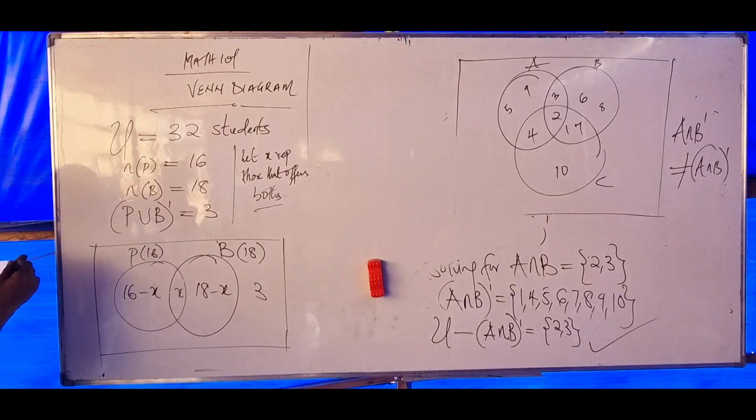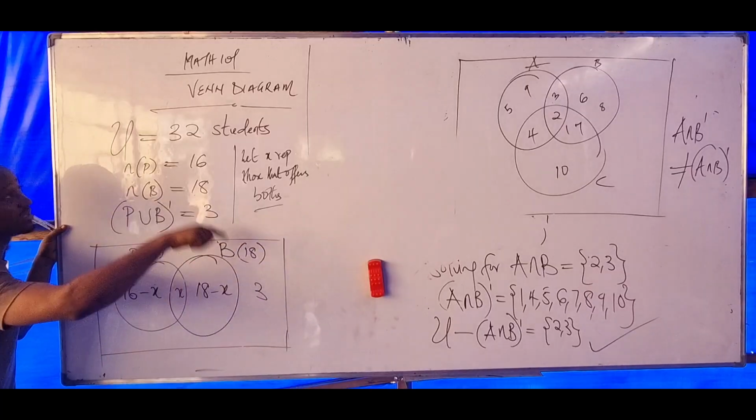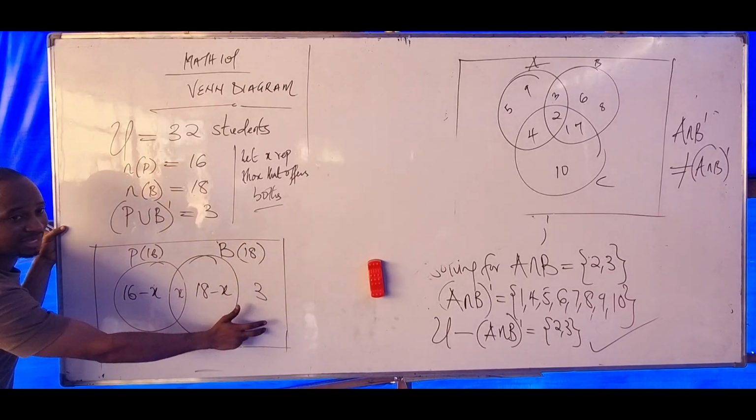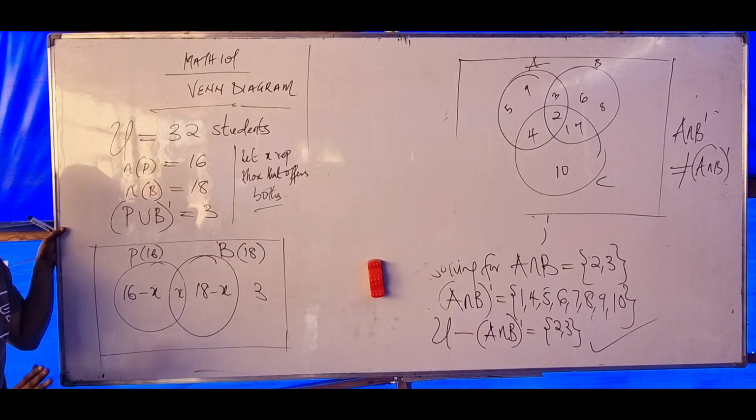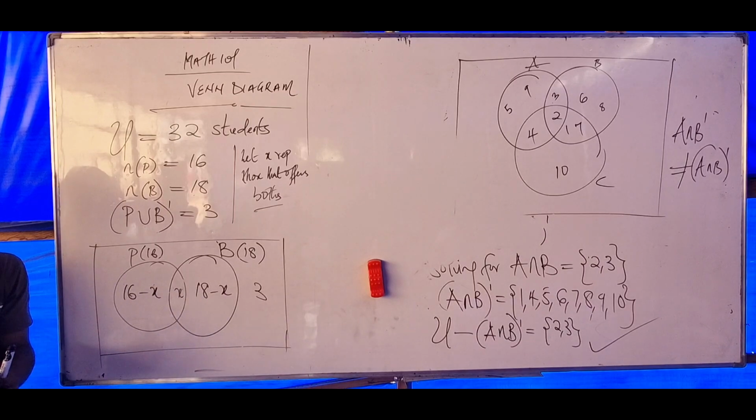Then when I told you that 3 did not offer any, that means they are not part of these two, but they are outside. They are part of the students, just outside. Are you getting the concept? Can I proceed now? This is a past question. Hope you are aware.